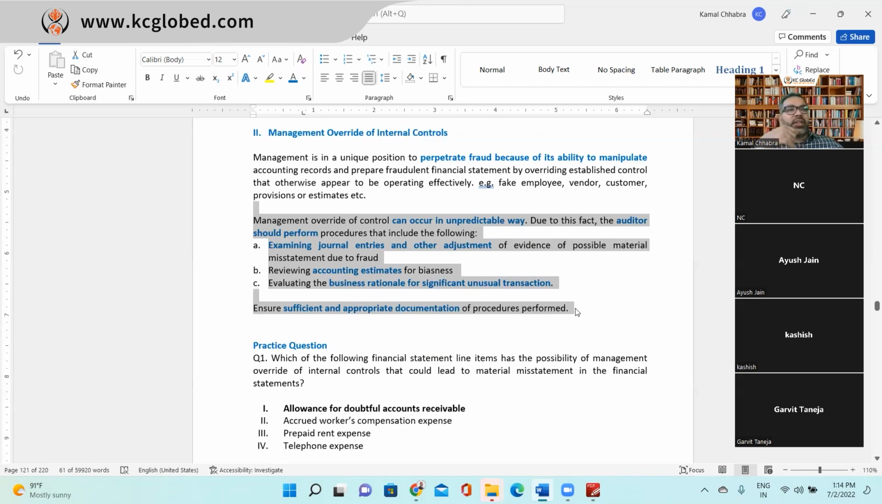So those kinds of adjustment journal entries, manual journal entries or accounting estimates, wherever they are, involve management judgment, and management can override the controls. So in this case, management can accept the challenge that we are raising, they can. No, yeah, one second, let me explain again. For example, provision for doubtful debt, right?